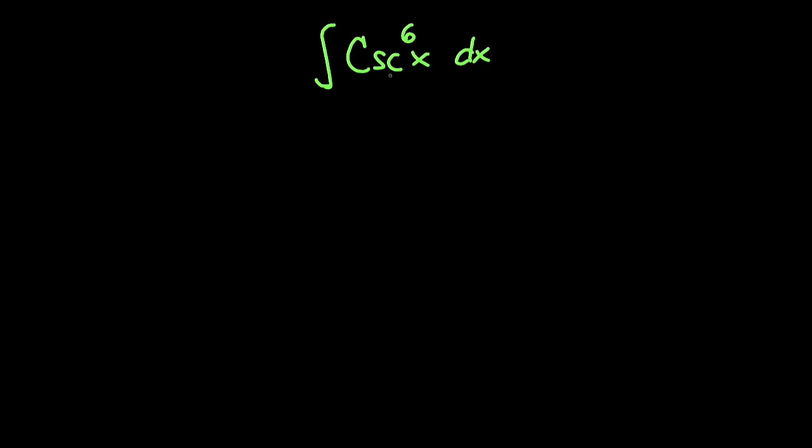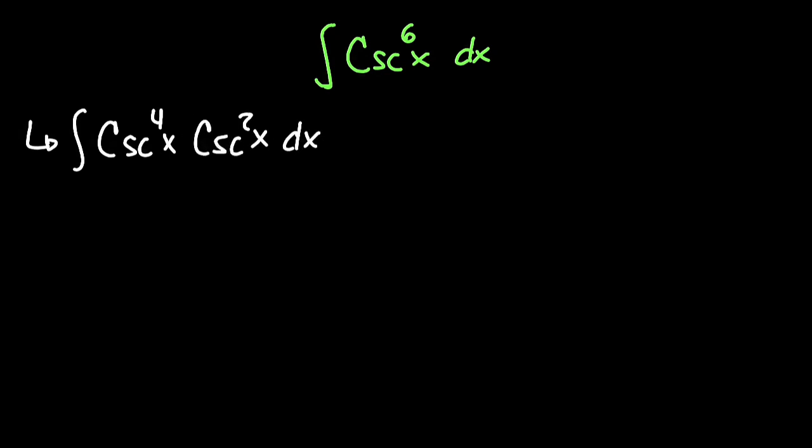Let us evaluate the integral of cosecant to the power 6 of x. When dealing with an integral of cosecant and the exponent is an even number, you would want to factor out one cosecant squared first. So this would be cosecant to the power of 4 of x multiplied by the factored out cosecant squared of x dx.